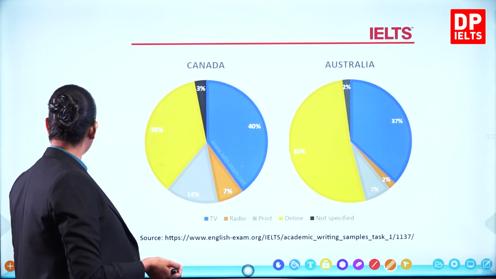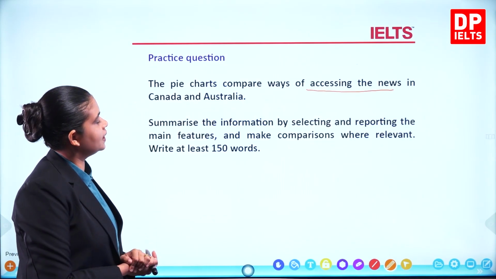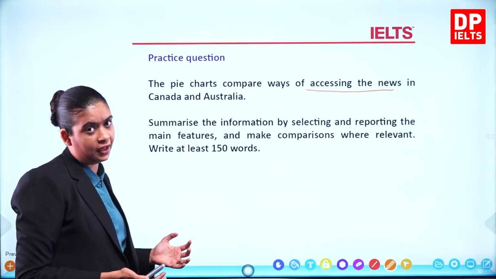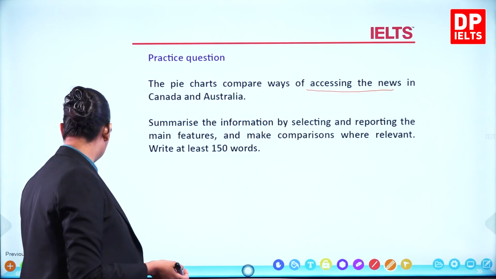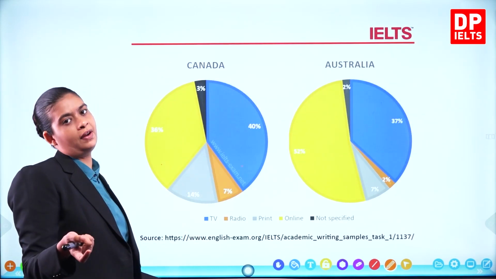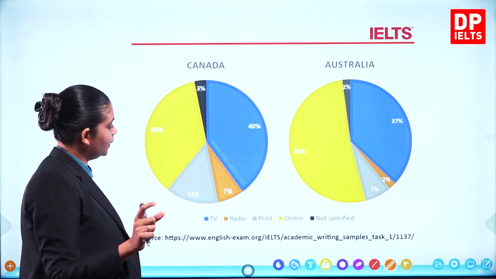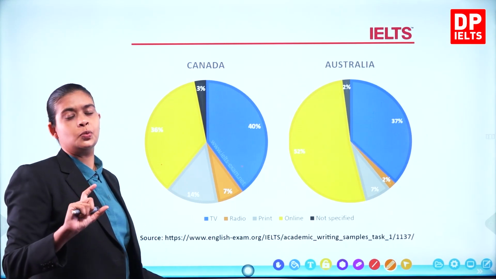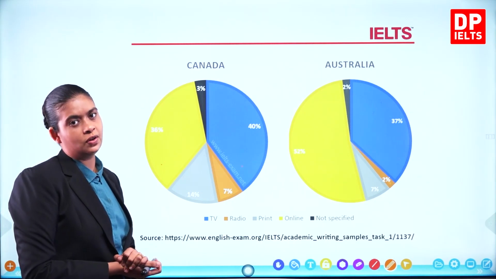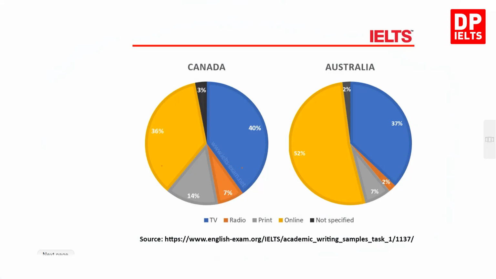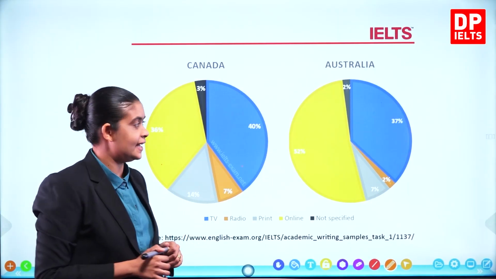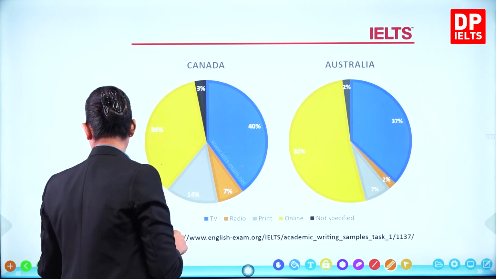So there we have ways of accessing the news in Australia and Canada, but we don't have a specific year, right? So that brings us to the question as to which tense should we be writing. So think about it. Take 20 minutes, pause the video here, and jot down your answer in your notebook. Right, so I hope you've jotted down your answer. Let's have a look at what I'm going to write.